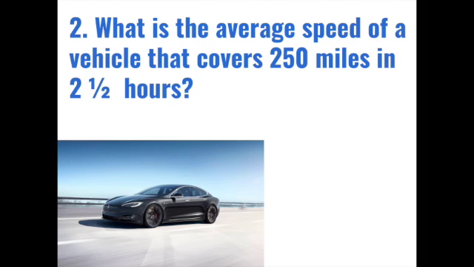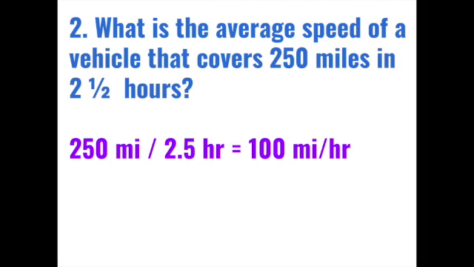Now, in order to calculate this, we'll need a little trick where we take the half and convert it to a decimal. The fraction 1 over 2 needs to be converted into a decimal. So what we get is 250 miles divided by 2.5 hours. So take 250 on your calculator, divide it by 2.5, and you get 100.